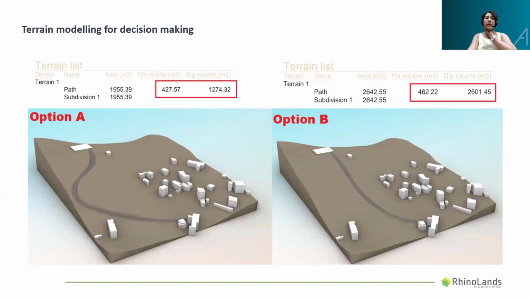By using terrain tools, we can compare different alternatives for the same project and choose the more sustainable one, for example. In this example, we have two alternatives for creating a road between this building on top and the rest of the neighborhood. As you see, by comparing the fill volume and the cut volume of these two operations, we can select the best alternative according to our criteria. This is an operation that you can do in a few minutes at least.